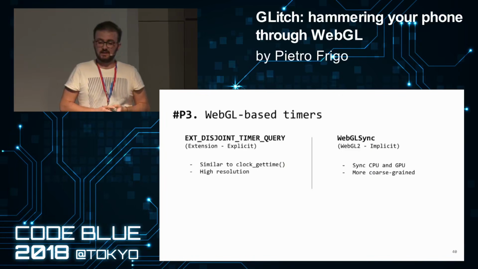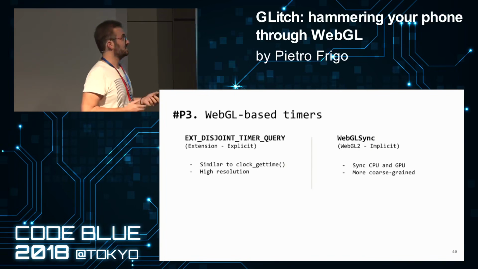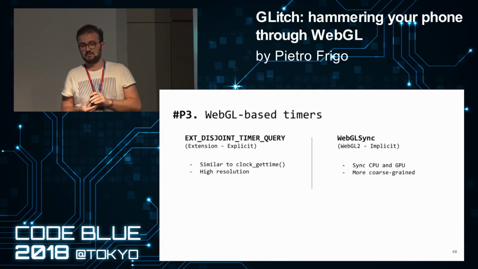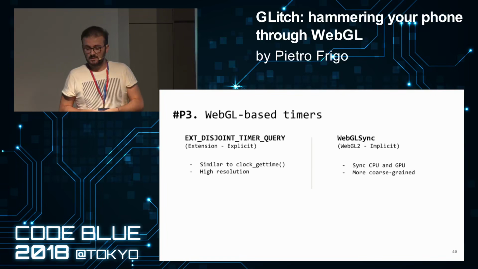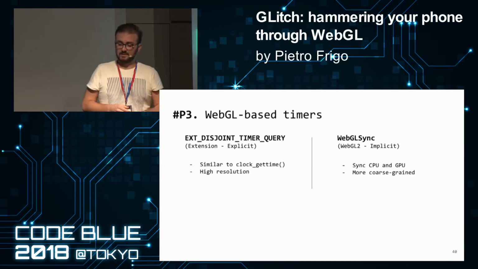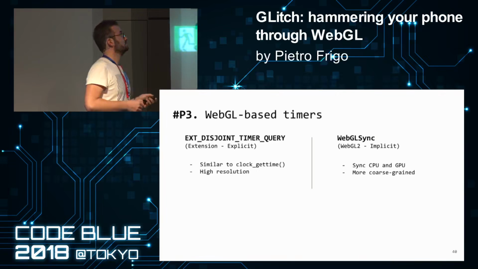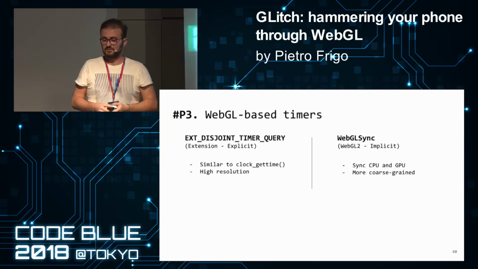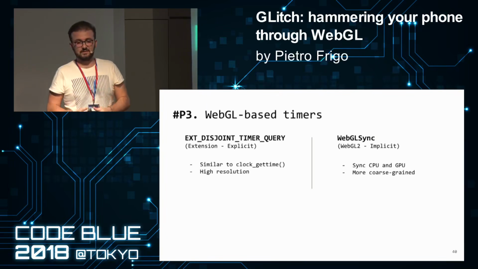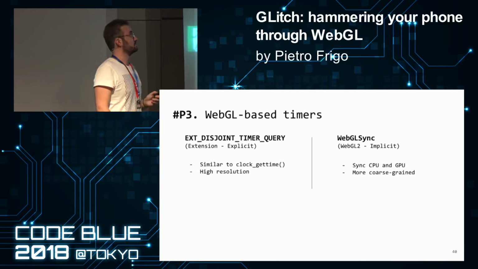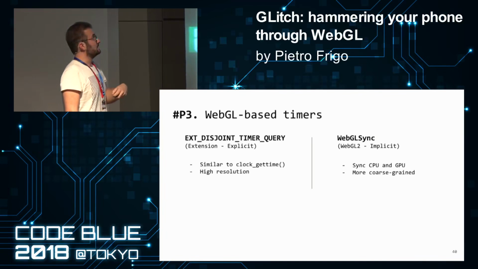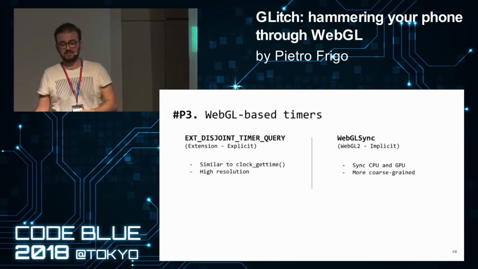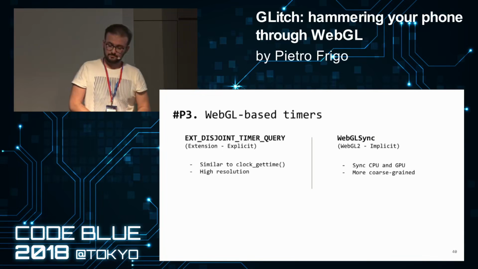Now, to detect this side channel, you need timers. And it turns out that WebGL provides you with 2 families of timers. The first one is based on the disjoint timer query extension. And this is very similar to clock get time, so you just ask for a timestamp and you get back the value. And this has a very high resolution. The problem is that since it's extension-based, you can simply disable it. You just remove the extension, and then you resolve the problem.